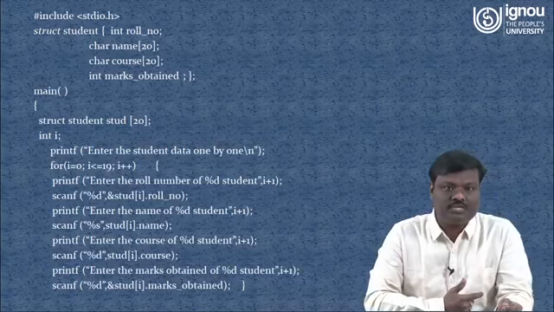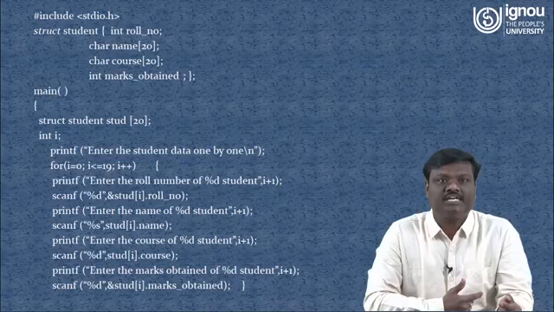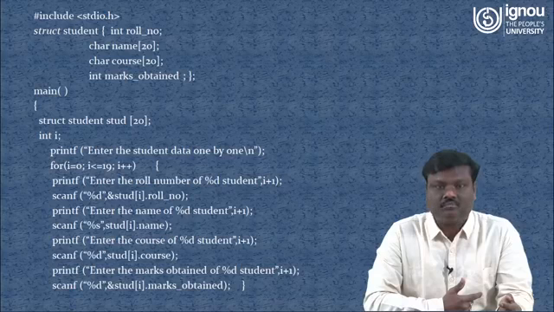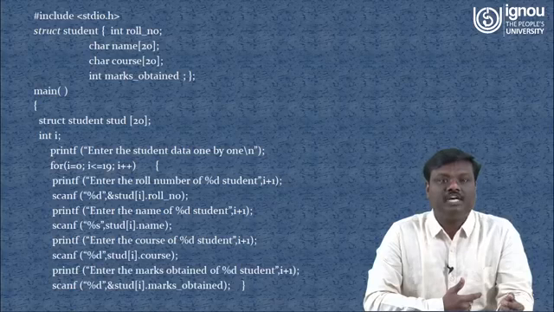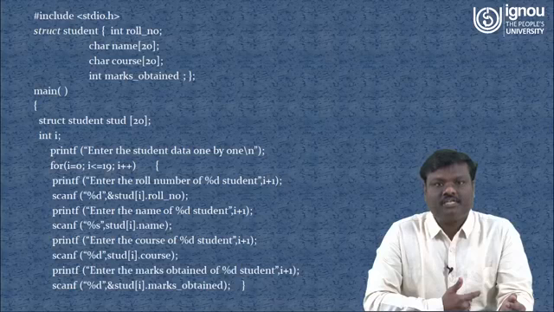You can go through this particular program. We have declared a structure on the top, that is the student structure with 4 members: roll number, name, course, marks obtained, and then we are doing it for 20 students. We have to take the inputs from the user for all the 20 students, for all the data members, roll number, name, course and then marks obtained. And then we have to display the data.